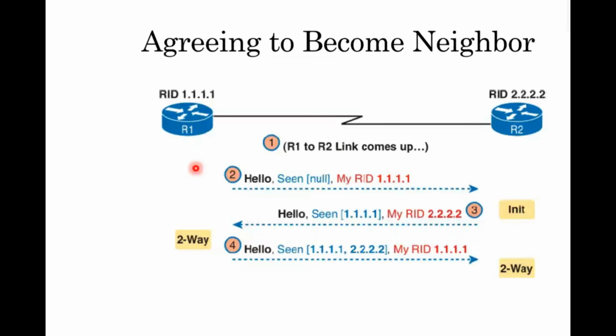Now, this is R1 and R2. When the R1 and R2 links come up, R1 sends a hello message containing its router ID. The other router also understands the hello message, so it replies back with a hello. With the hello message, they basically exchange the router ID information. This is the two-way message. So let's say this is 1.1.1.1 and 2.2.2.2. They exchange those router IDs, and this is called the two-way state.